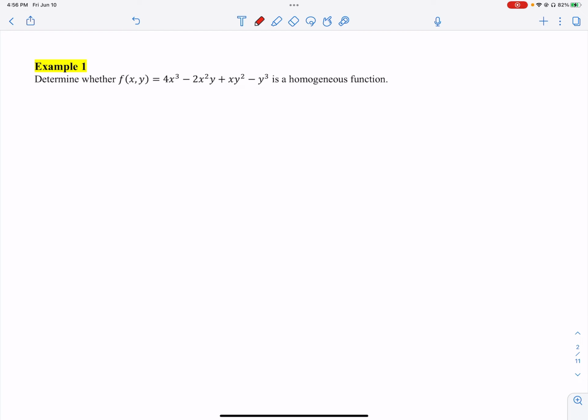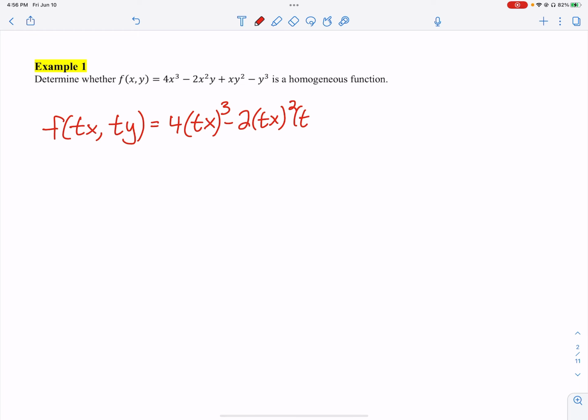Determine whether, okay, we have this function. We want to know if it's a homogeneous function. So I'm going to show you how this is determined. What does that definition mean? So I'm going to take the function, and instead of x and y, I'm going to put tx and ty. So that means I go through everything here. Everywhere there was an x, I'm going to put a tx. And then the same thing for y, but ty. Everywhere the variables are.